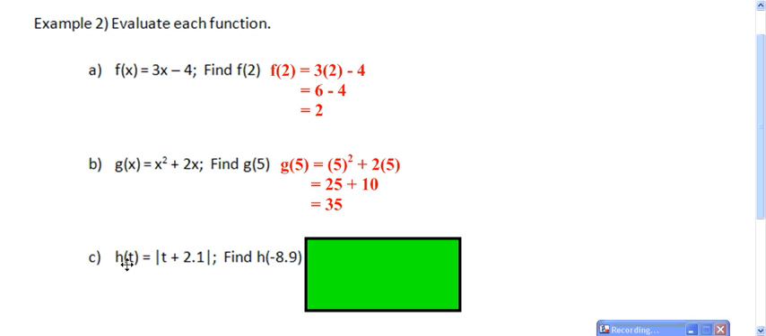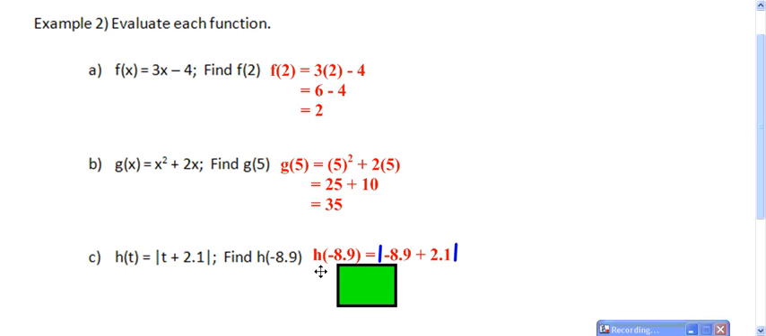C, instead of x, we have h of t. We're going to use h of negative 8.9. We will substitute in for t, giving us h equaling the absolute value of negative 8.9 plus 2.1. This is absolute value. Solve what's inside your absolute value. Wind up with the absolute value of negative 6.8. Absolute value is the number's distance from 0, so it would be 6.8.